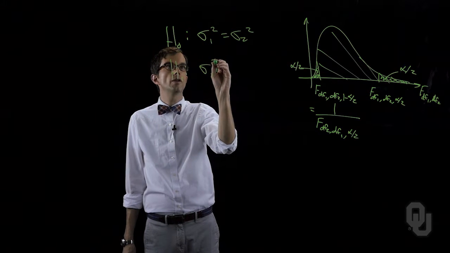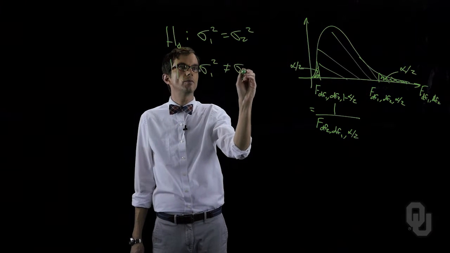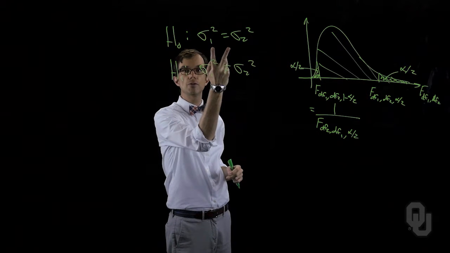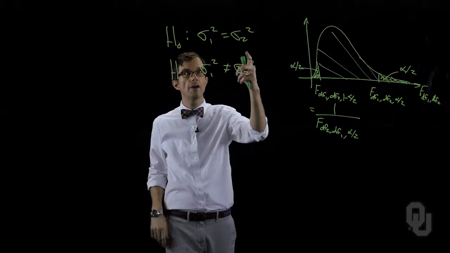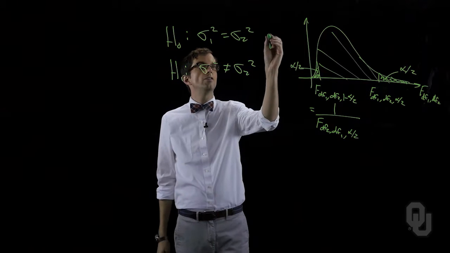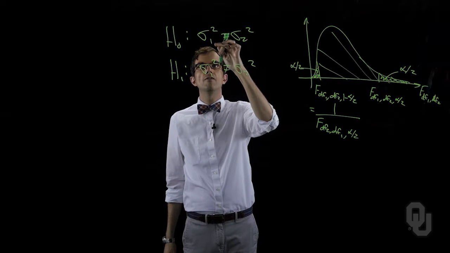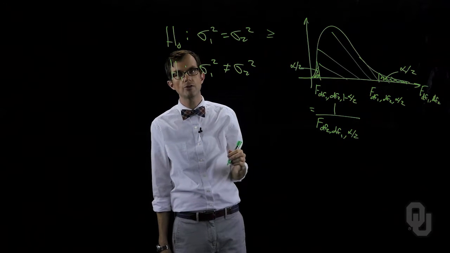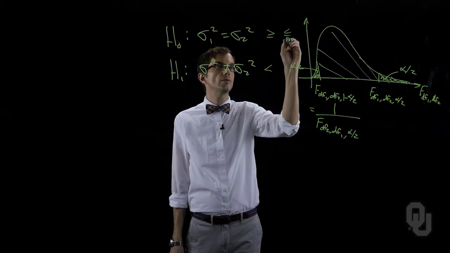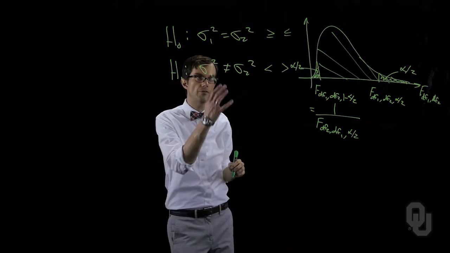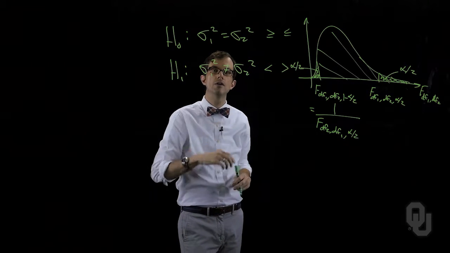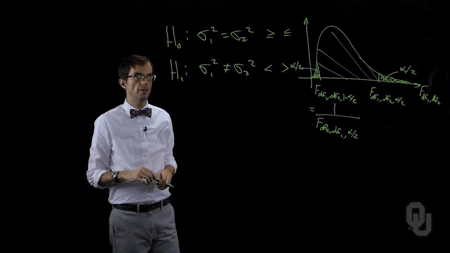Or is sigma 1 squared not equal to sigma 2 squared? That's what we want to know. Are these two variances equal to each other? The variance of population 1, the variance of population 2, are those two equal to each other, or are they not? Is the variance for population 1 greater than or equal to the variance for population 2, or is it less than? Is it less than or equal to, or is it greater than? So we have three different options, just as always, for comparing these variances for these two different populations.